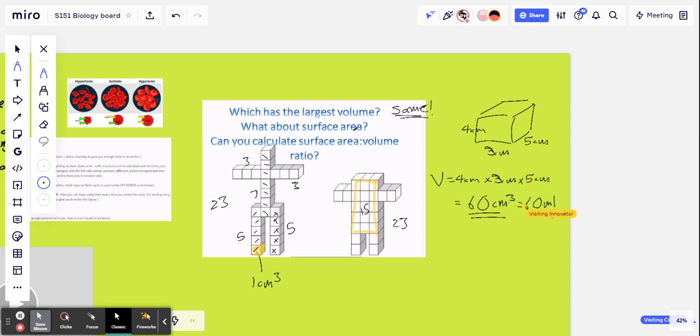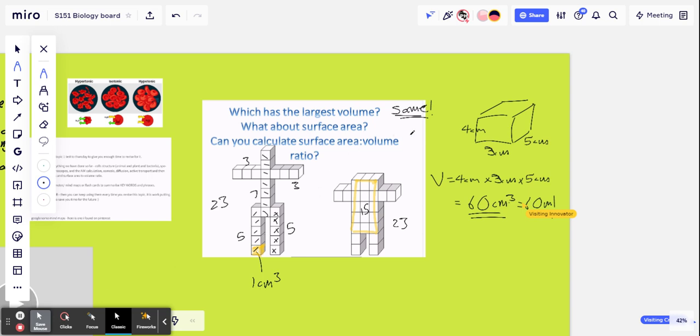Now, the next thing is, what about surface area? Can you calculate the surface area to volume ratio? Well, let's just calculate the surface area first. We'll look at what the surface area to volume ratio means in a moment. So what about the surface area? Do you want to see if you can work out what that's going to be?